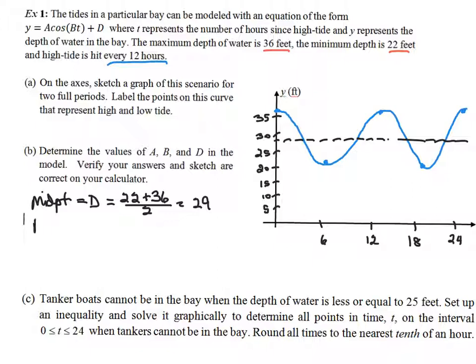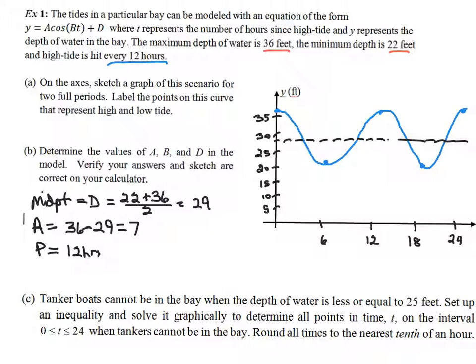Now my A will be the amplitude, so that's how far it is to go from the midline to a high point or from the midline to a low point. So I can do a subtraction either way. I can say my high point was 36, and if I subtract the midline, 36 minus 29 is giving me a value of 7. We all know that the P value is the period, how long it takes for one complete cycle, and it said in the problem that that was going to be 12 hours.